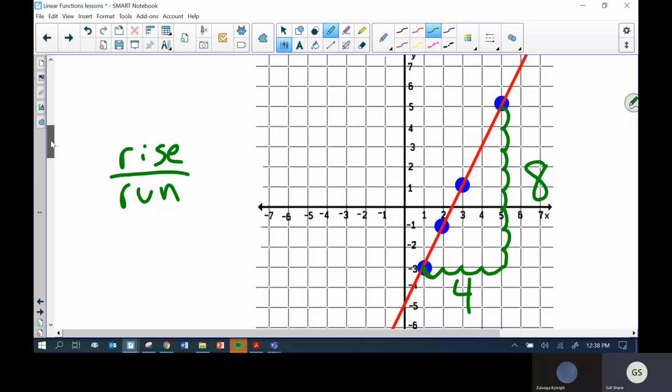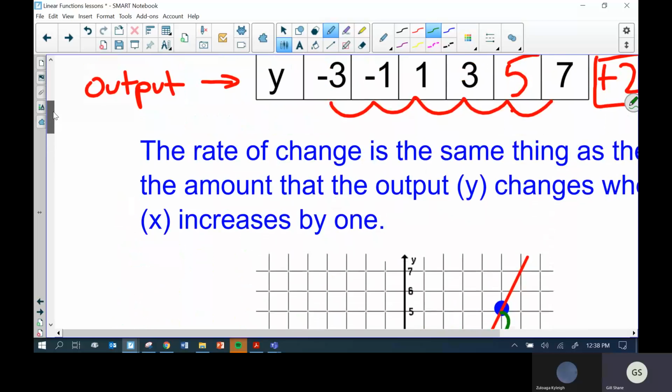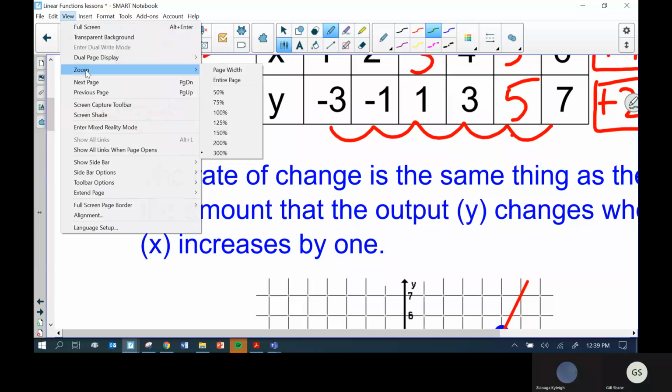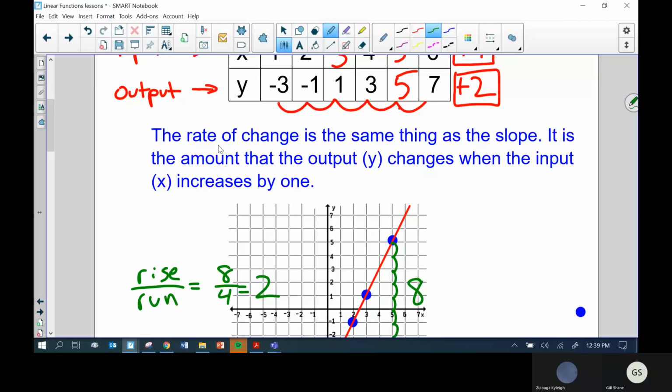This is going to come back again, so if you don't remember that, you need to take that note down. My run number was 4, my rise number was 8. If I divide that out, I get 2. That would be the slope. Again, slope is also rate of change. And if you'll notice, that matches up with what we got up here. We got +2.